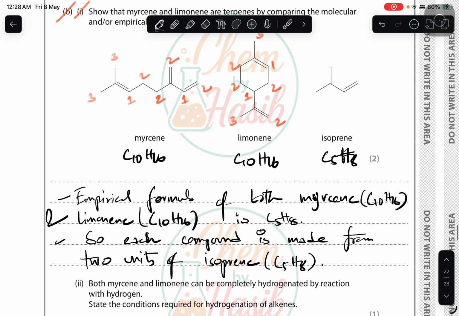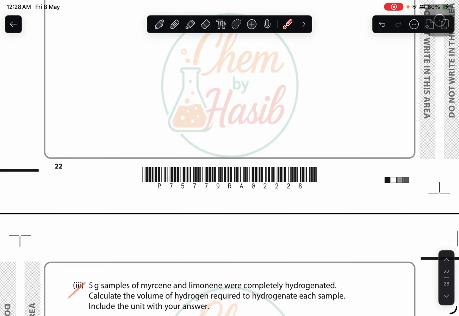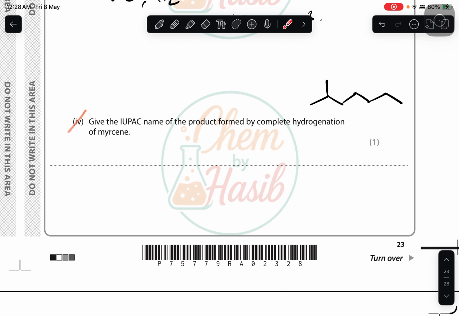Look at the structure again. No double bond and no double bond here. 1, 2, 3, 4, 5, 6, 7, 8. 1, 2, 3, 4, 5, 6. 1, 2, 3, 4, 5, 6, 7. This would be the structure. There were double bonds here. So these double bonds won't be there anymore, right?